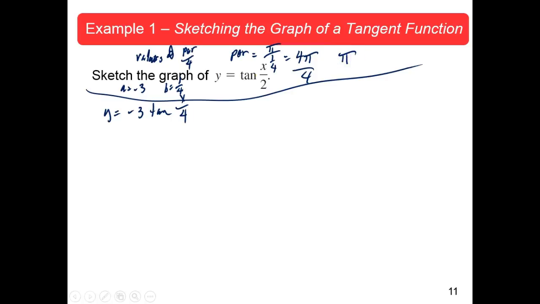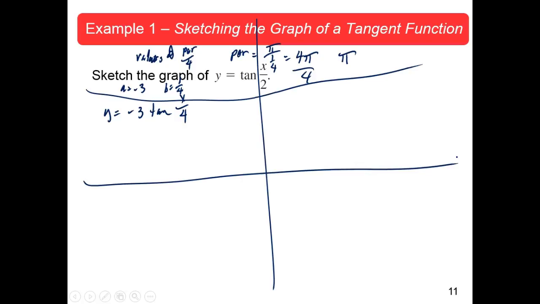And your quarter periods are going to be pi. So that's what I'm going to plot on my x-axis, my quarter periods, which are pi's. So there's 1 pi, 2 pi, 3 pi, 4 pi, 5 pi, 6 pi, 7 pi, 8 pi, -1 pi, 2, 3, 4, 5, 6, 7, 8. And we'll go up 1, 2, 3, 4, 5, 6, down 1, 2, 3, 4. Okay.